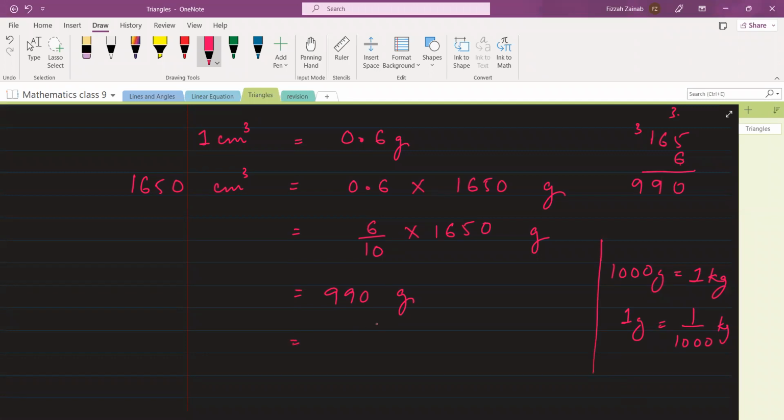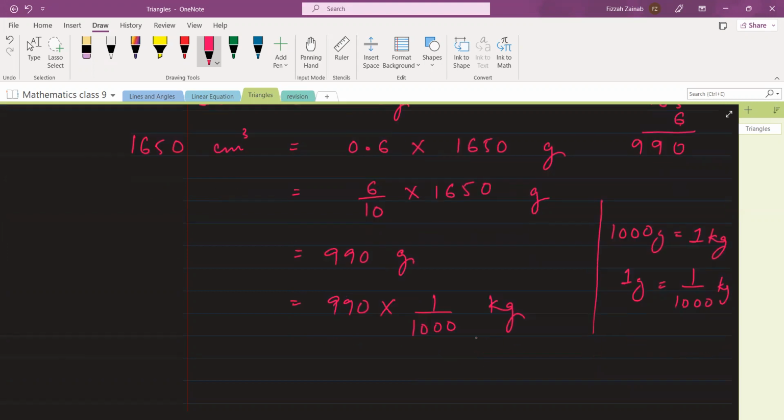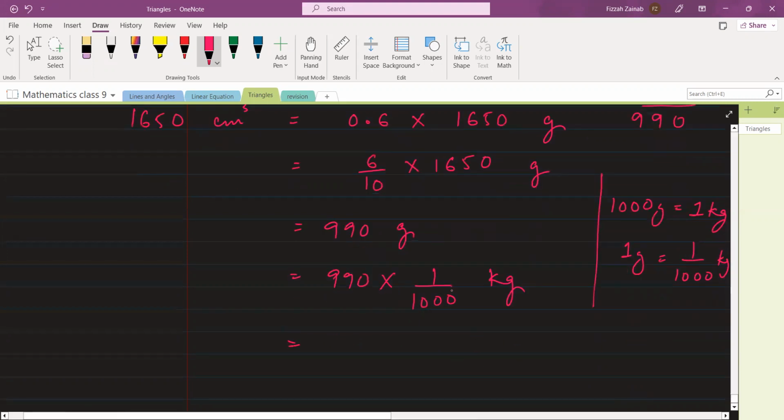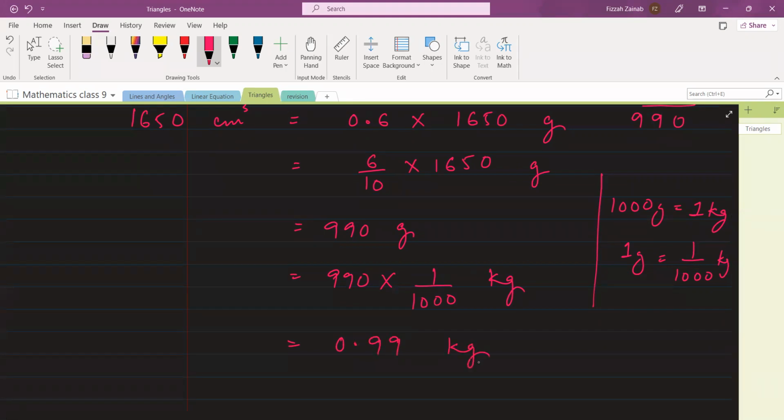Okay, so instead of this gram, you can put this value of 1 gram. So 990 into this 1 gram, you can write 1 upon 1000. The answer is in kg now. So, 0 will get cancelled out and you get 0.99 kg. What is the answer in NCERT? Can you tell me?